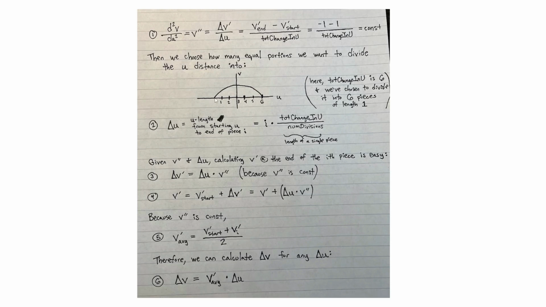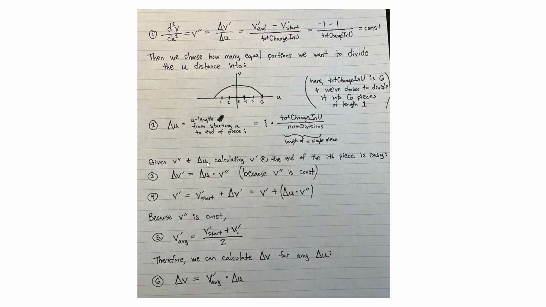And so when I say delta V corresponding to that delta U, I'm talking about the difference between the V coordinate at the start and the V coordinate at the end of that delta U. So that would be right about here, this vertical distance. Okay, so the delta U is equal to I times the size of each of these little intervals. The total change in U, 6, divided by the number of divisions, in this case would just be 1. So each of these little intervals has a length of 1. And so if we're talking about the fifth segment, say I equals 5, then that has a length of 5 times 1. That's all this is saying.